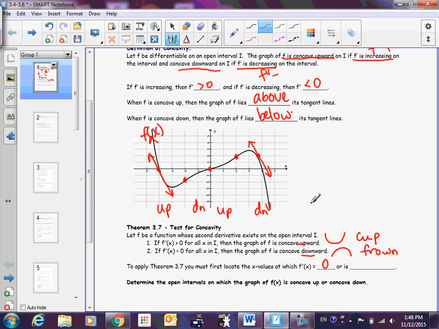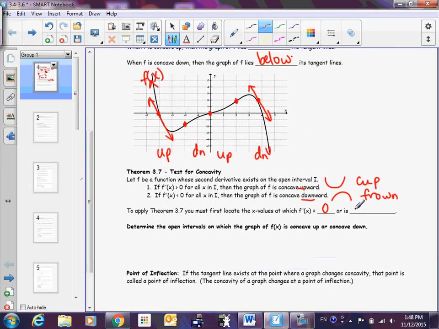I'm not talking about where the derivative is 0. I'm talking about the second derivative. Or what normally goes along with 0? Undefined.